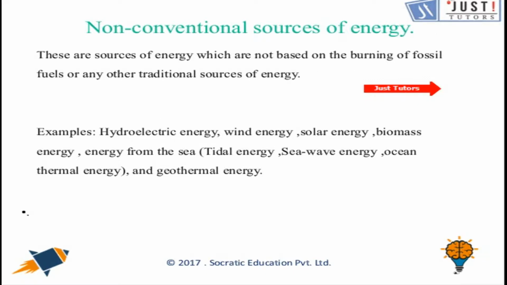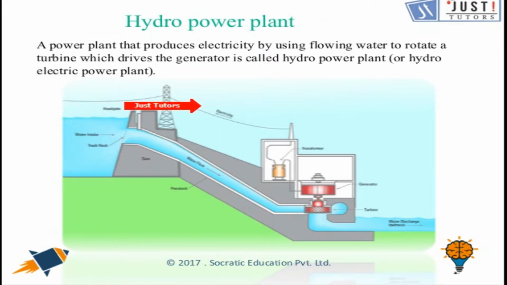Let's move forward and let's discuss hydropower plant. A power plant that produces electricity by using flowing water to rotate a turbine which drives the generator is called hydropower plant. And now let's see how it functions.